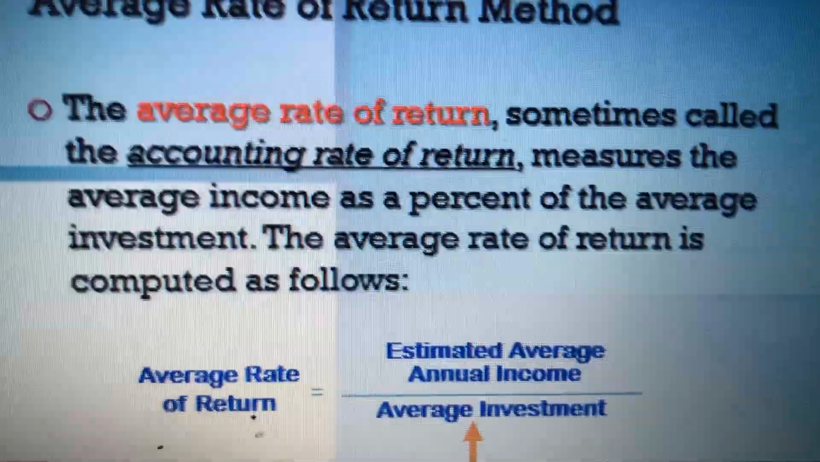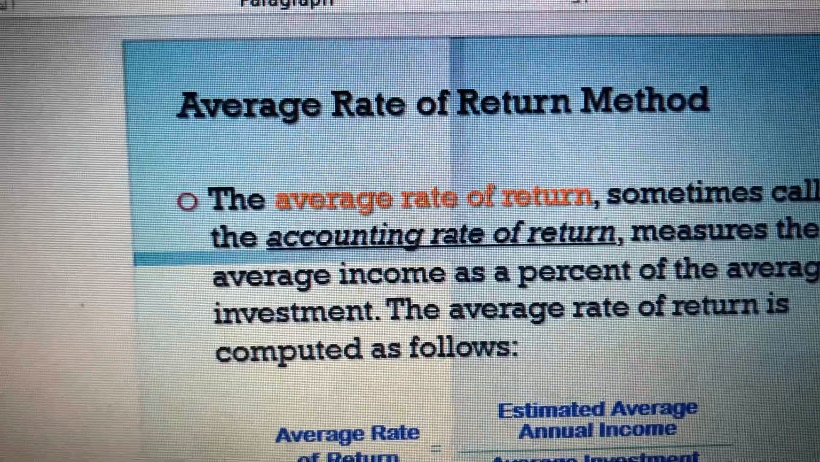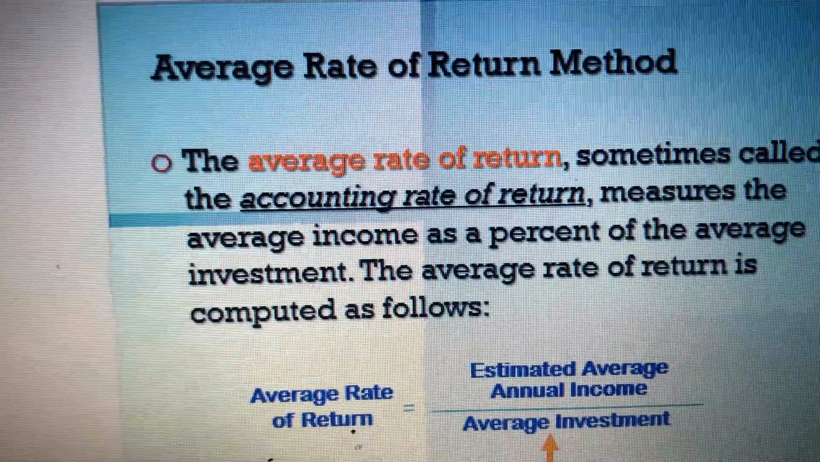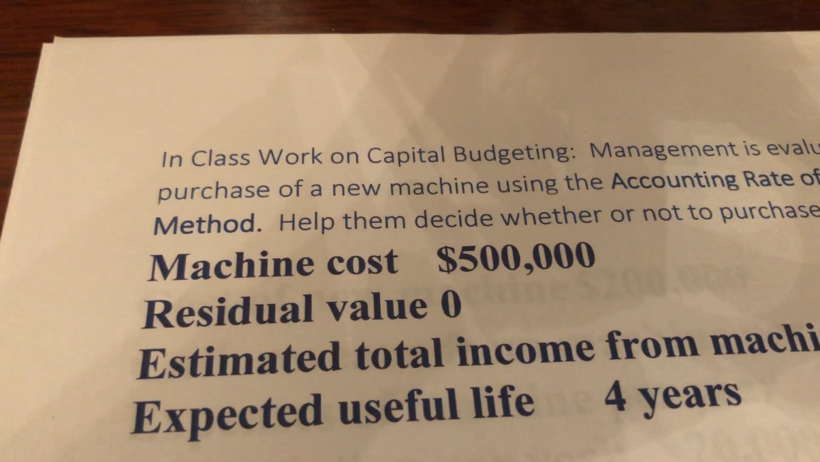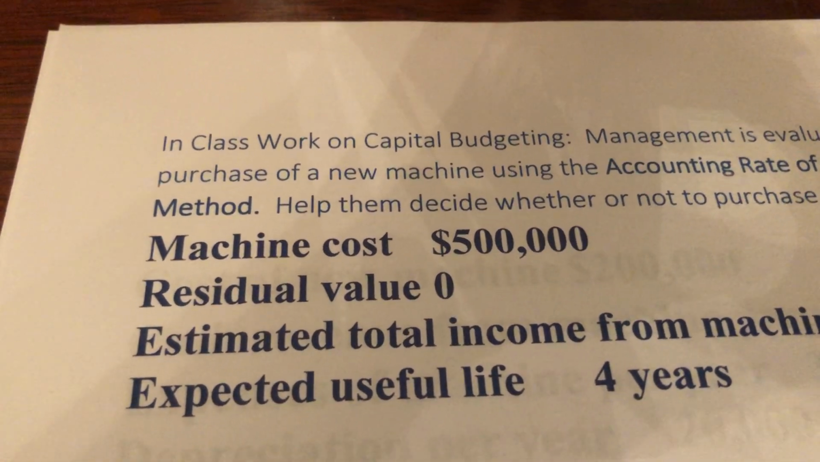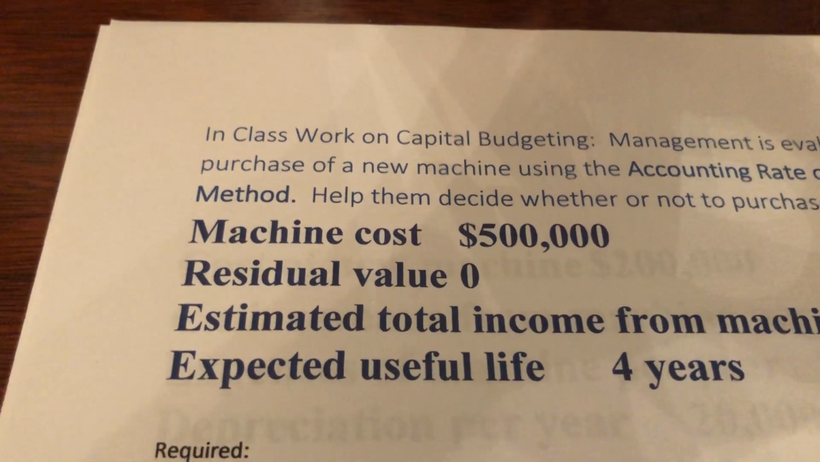So if you get your handout from Blackboard, it looks like this. Let me show you. Okay, and it's under classwork for capital budgeting. It's several sheets, and either print that out or follow along with me.